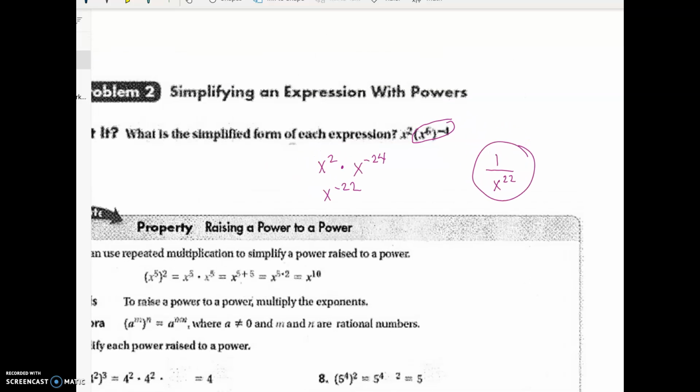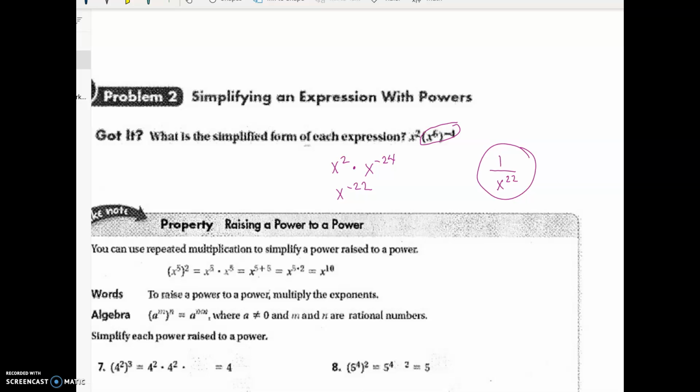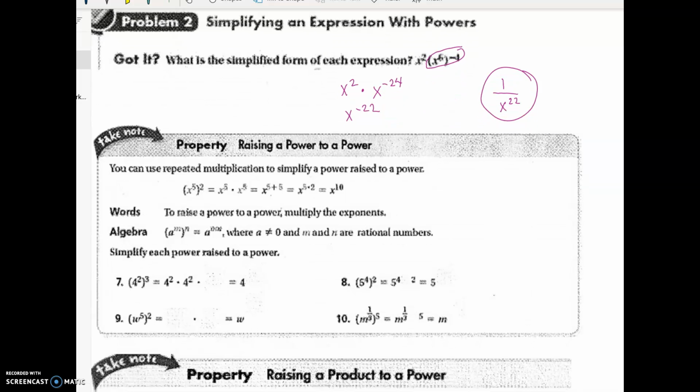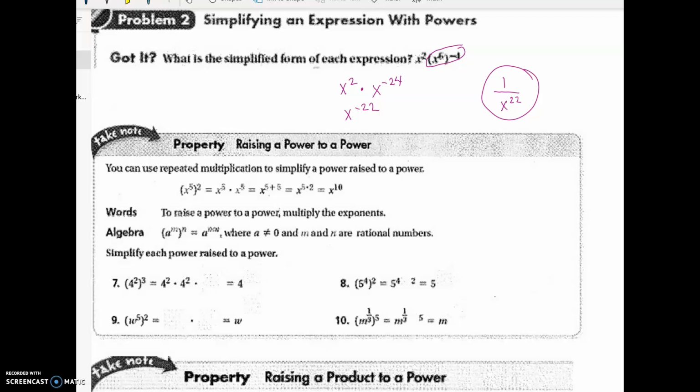So those are some examples that deal with this concept. So here's a summary. Here we have a power raised to a power, and it shows again that we would add if they have like bases, and we would multiply if it's a power raised to a power. So that kind of thing.